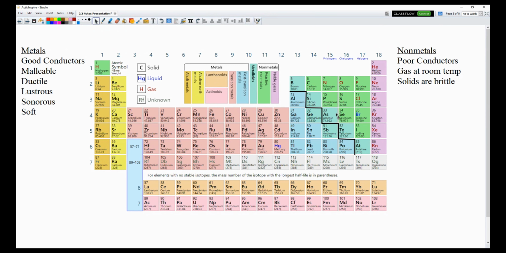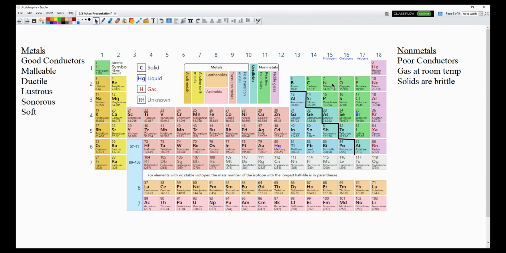Okay, now everything on the right-hand side of this stair step, where we're talking about boron on down and over here, these are all nonmetals. So there's not very many nonmetals on the periodic table. Properties of nonmetals: they're poor conductors. Most of them are gaseous at room temperature.